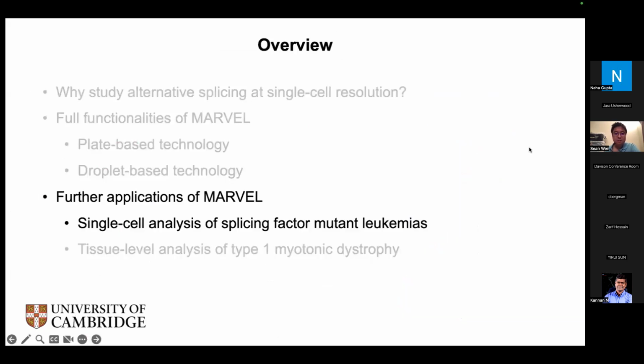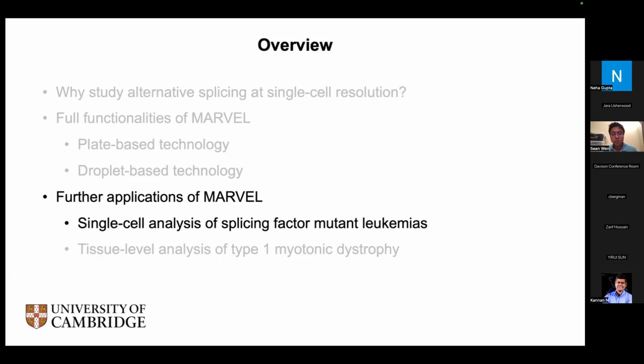Great. So that was the full functionalities of Marvel, if you were to apply it on RNA sequencing data generated from plate-based and droplet-based methods. Here I'm going to very briefly show you some selected applications of Marvel, just to give you some real-world scenarios of the kind of insights that you would get by studying splicing using Marvel.